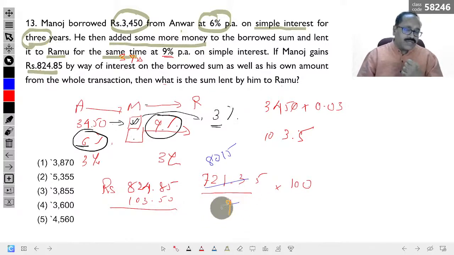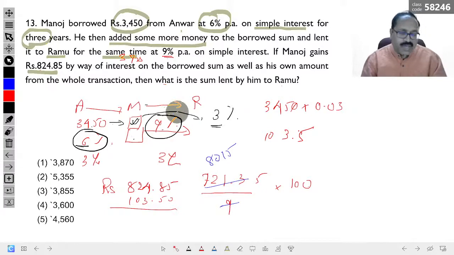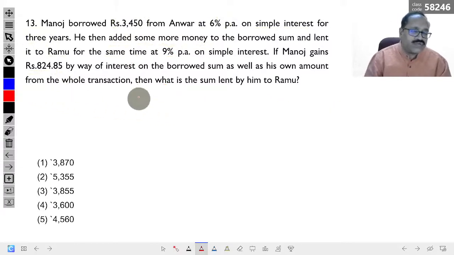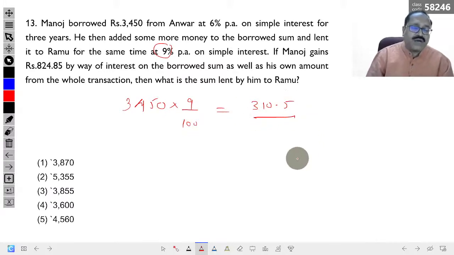Something somewhere, things have gone wrong. This is 3,450. Now he will be getting 9% on that. Allow me to just repeat this one. That is 3,450. He will be getting 9% on that. That is 9 by 100. I will be getting this one as 310.5. Okay, up to this it is clear.